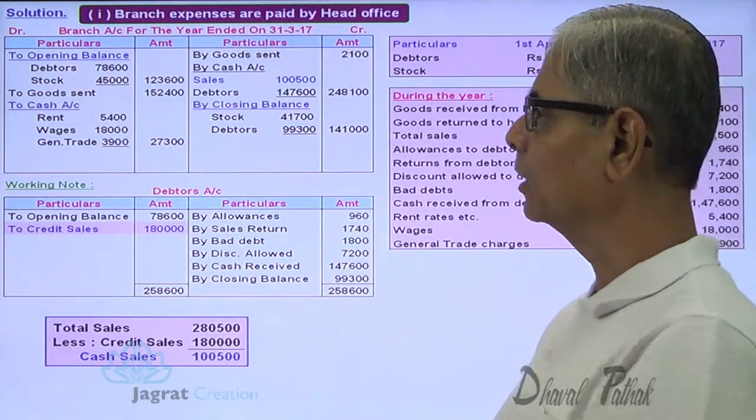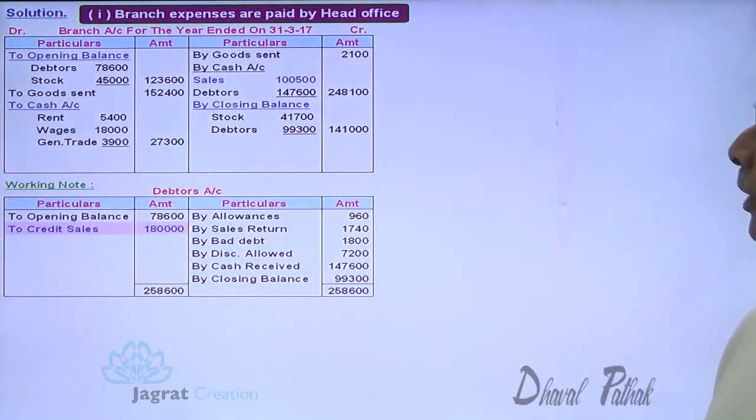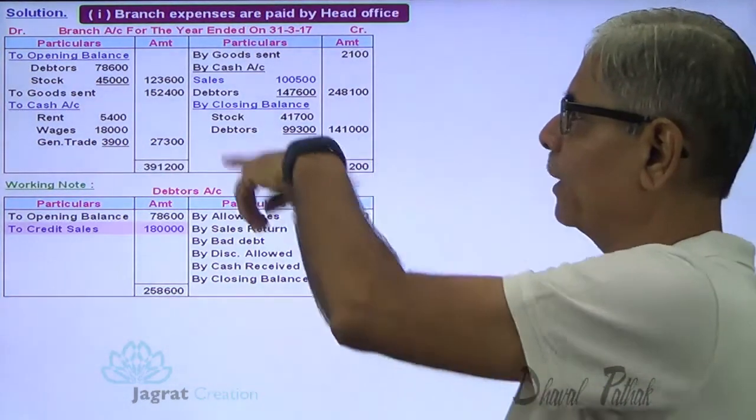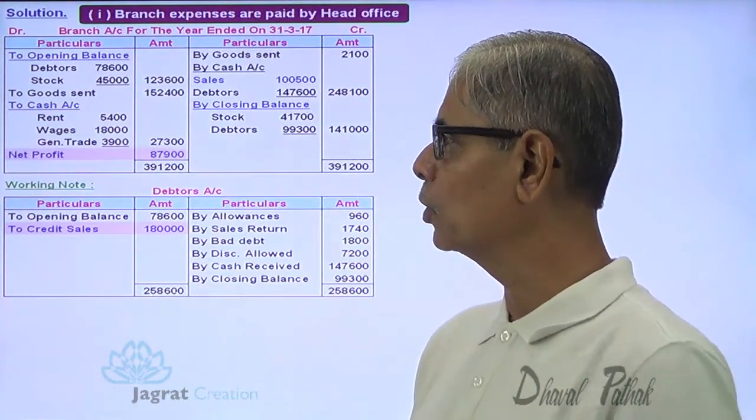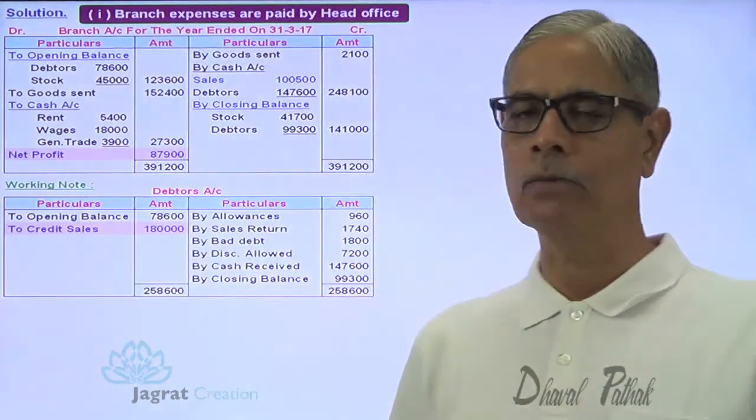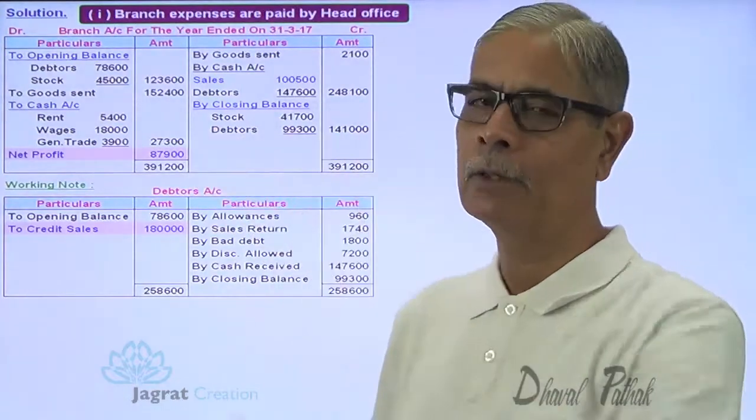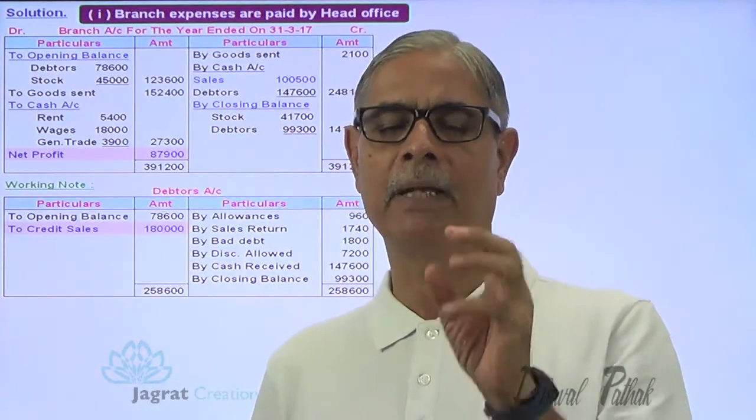Now after recording all these things, let me find out the profit of branch account. So total of credit minus total of debit. So the net profit is 87,900. So this is how profit is found out by preparing branch account.